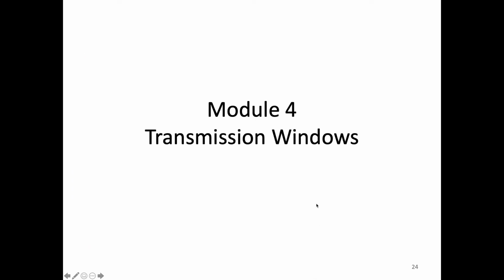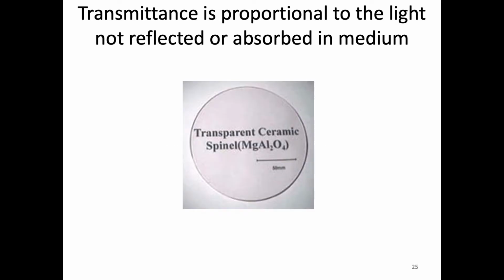All right, so we've talked about some of the different ways that light can interact with a ceramic, and one of those being transmission. And so now let's look at what we call transmission windows. As you know, what we'd call transmittance is basically proportional to the light that is not reflected or absorbed. So it's basically not scattered, not absorbed into the material. If it doesn't undergo one of those interactions with the material, then it makes its way through and is transmitted. And so that's our transmittance.